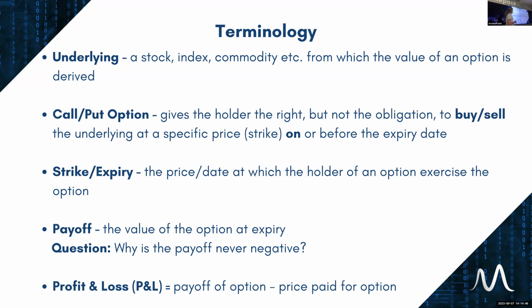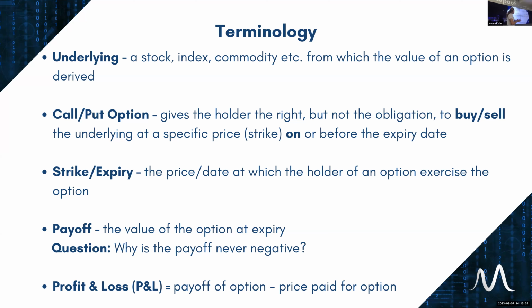The payoff is the value of the option at expiry. So, for example, if you buy a call, you have the right but not obligation to buy the underlying. If the strike is at 100 and your underlying is at 150 at expiry, would you want to exercise this option? You're given the right to buy the underlying for 100 and it's currently at 150. Would you do that? Yes, of course. So this is the payoff. In that scenario, you've got a payoff of $50, right? So it's the difference between the strike and the underlying.